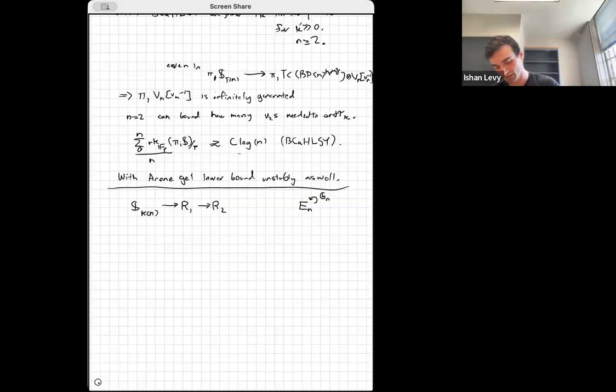So namely, there's a sequence R1, R2, and so on of finite Galois extensions, and the co-limit in the Kn local category of these Ri's is En, and the inverse limit of their Galois groups, which are finite, is exactly this Morava stabilizer group.